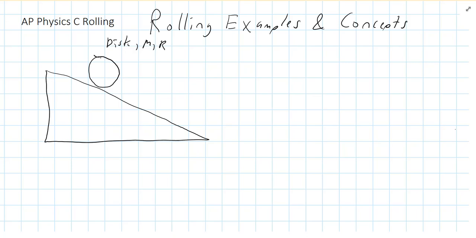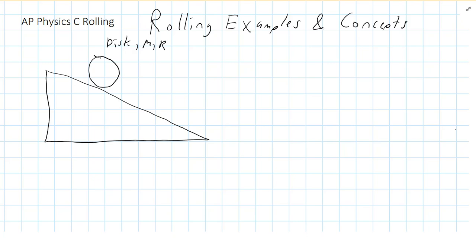Hey folks, I've got an example of something rolling down a hill, and we're going to use the idea of energy and the translational and rotational kinetic energies. We're also going to do a little review of dynamics from the previous chapter, and we're going to do some compare and contrast.